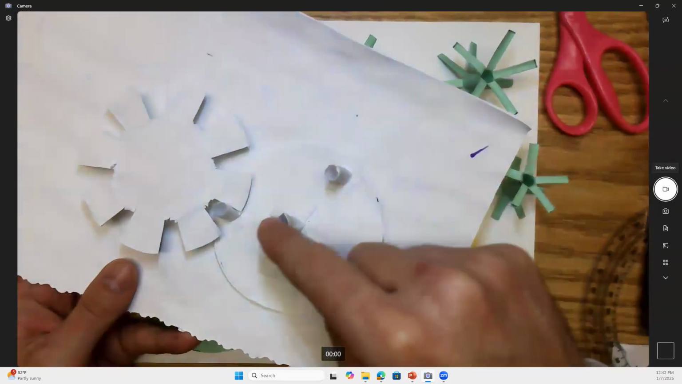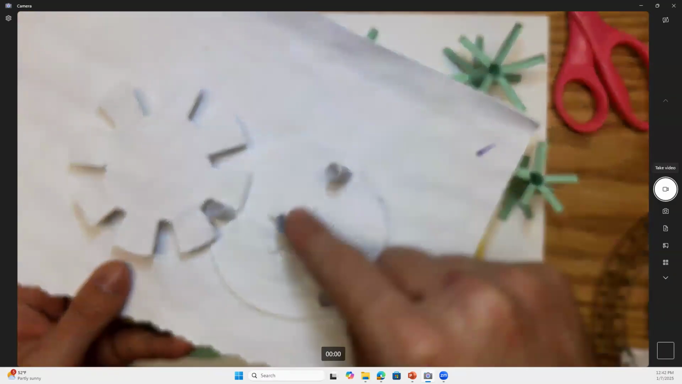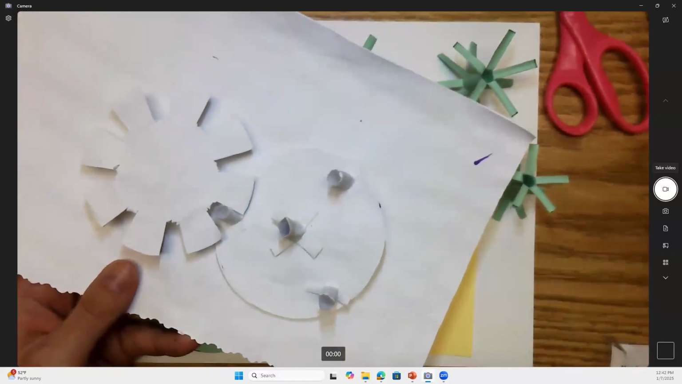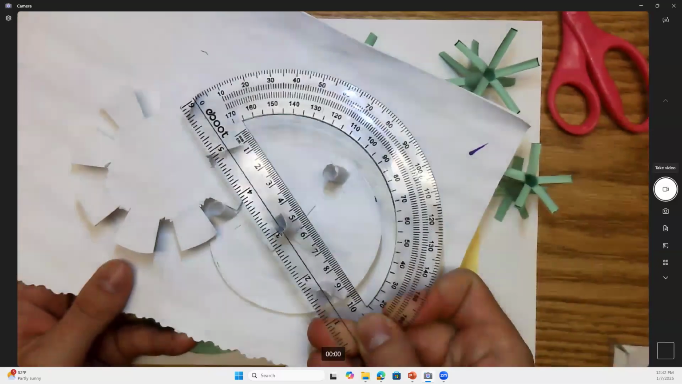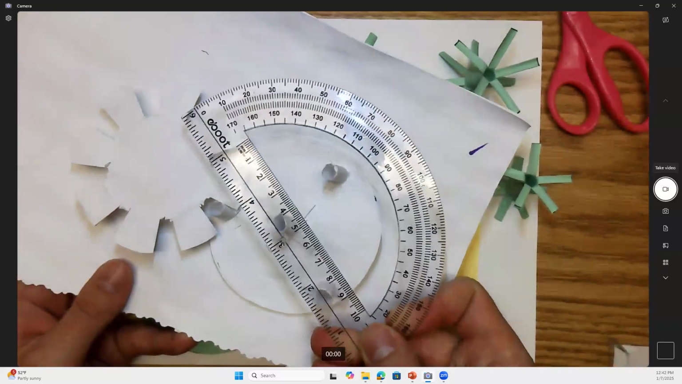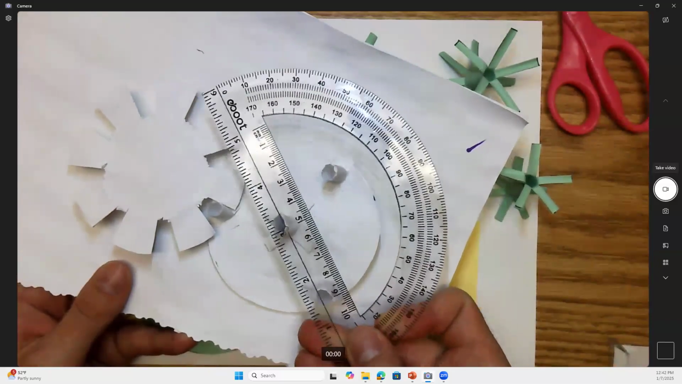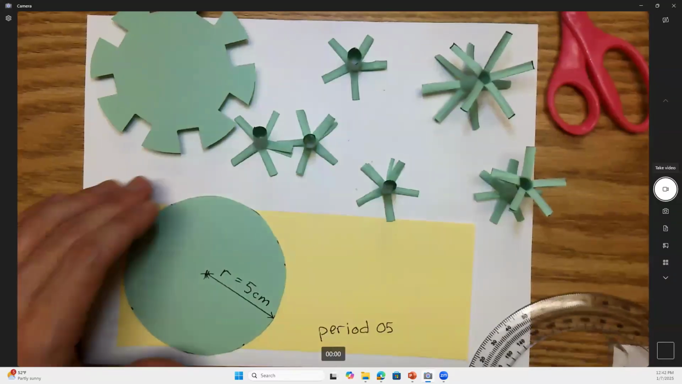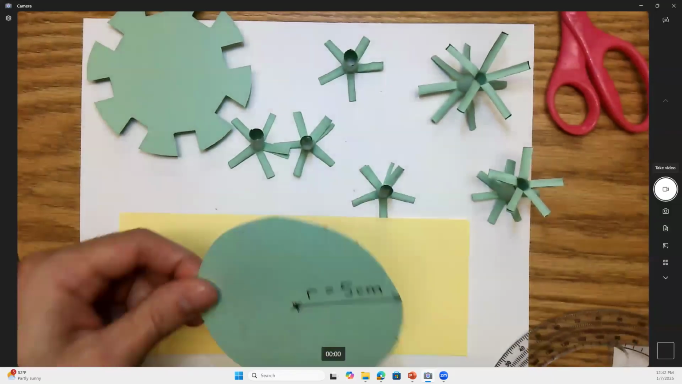How many degrees is the angle between these 2 pegs? How many degrees is that right there? 120. That's right. I need 120 degrees. I don't know if my model's exactly right. Okay, sprinkler. 120 degrees. So I think that's the next part I'm going to do right here.